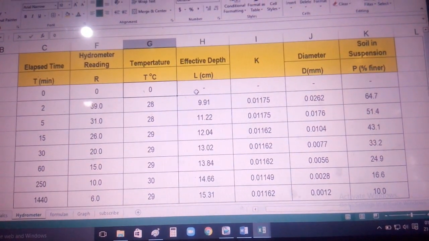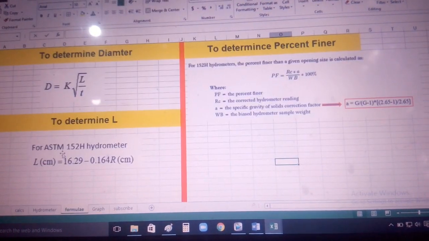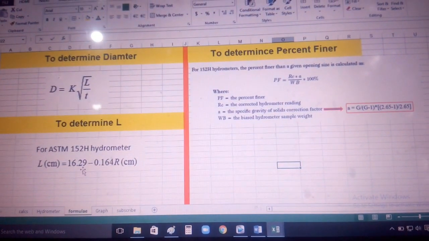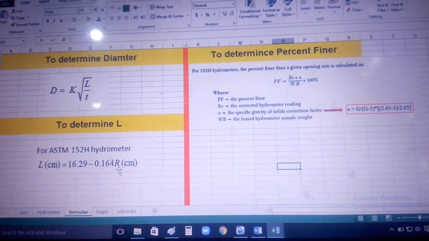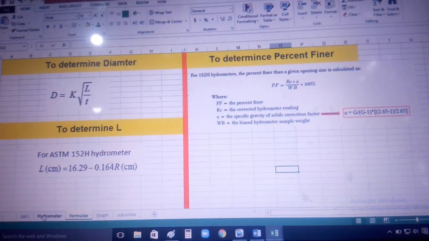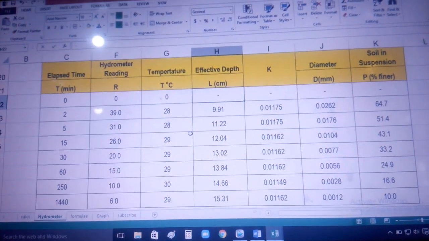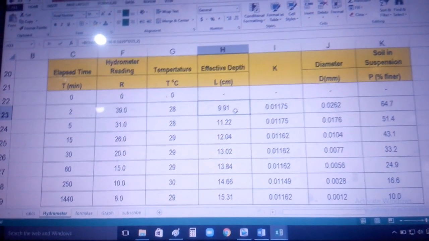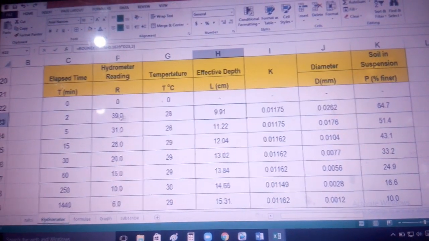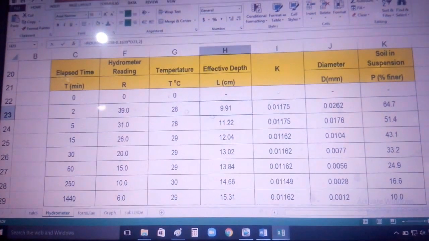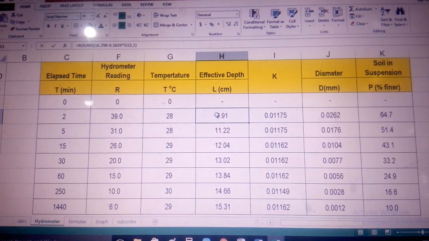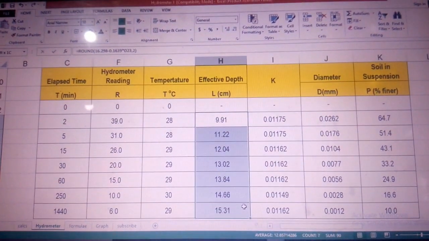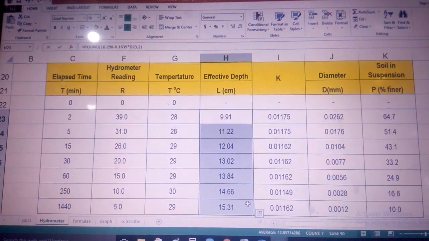Effective depth L. For the ASTM 152H hydrometer, I have the formula L equal to 16.29 minus 0.164 R, where R is the hydrometer reading. So let's suppose I am talking about this effective depth L. Over here the hydrometer reading is 39. So I will get the value of L as 9.91. So this is how we can calculate this effective depth L.